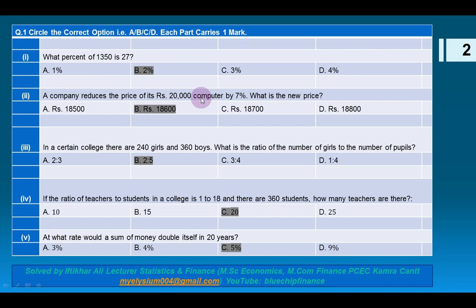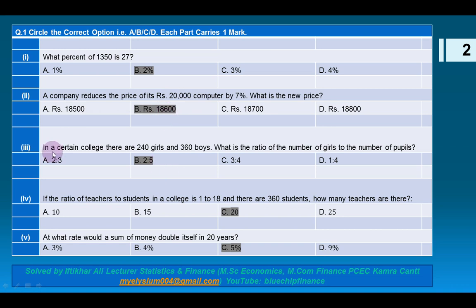So it is the case of reduction in the price of the computer. Simply first of all calculate the 7% of 20,000: 20,000 multiplied by 0.07, and the answer must be subtracted from the 20,000 price. So the correct option is 18,600.